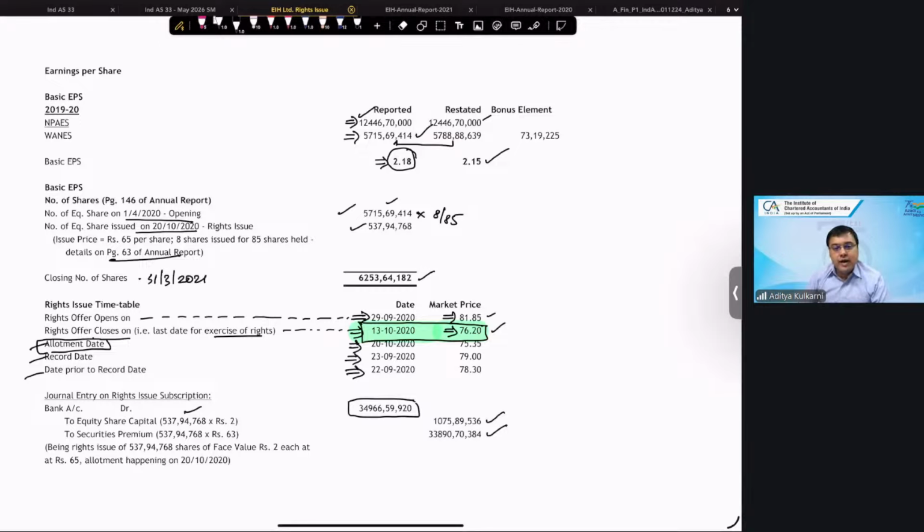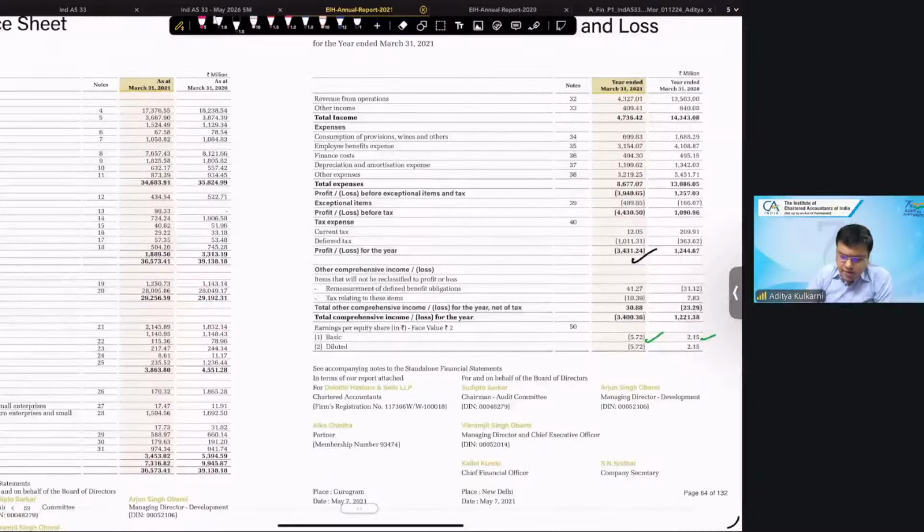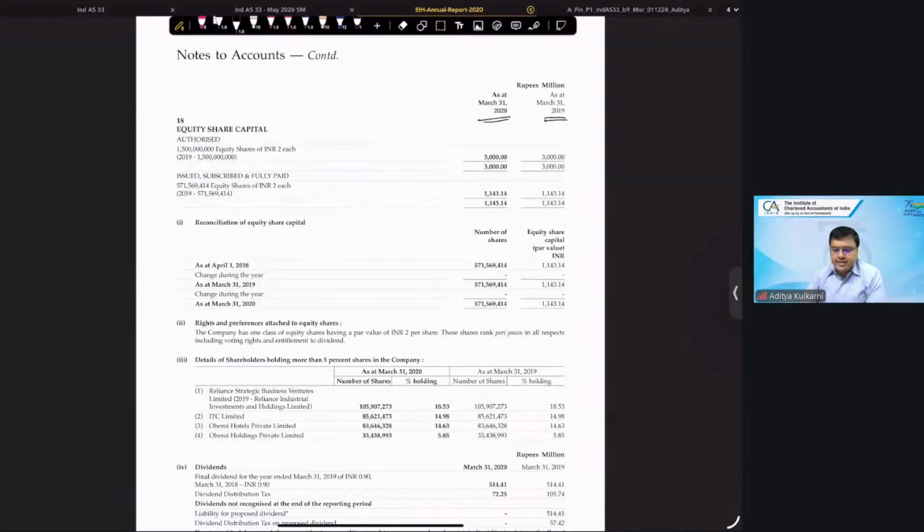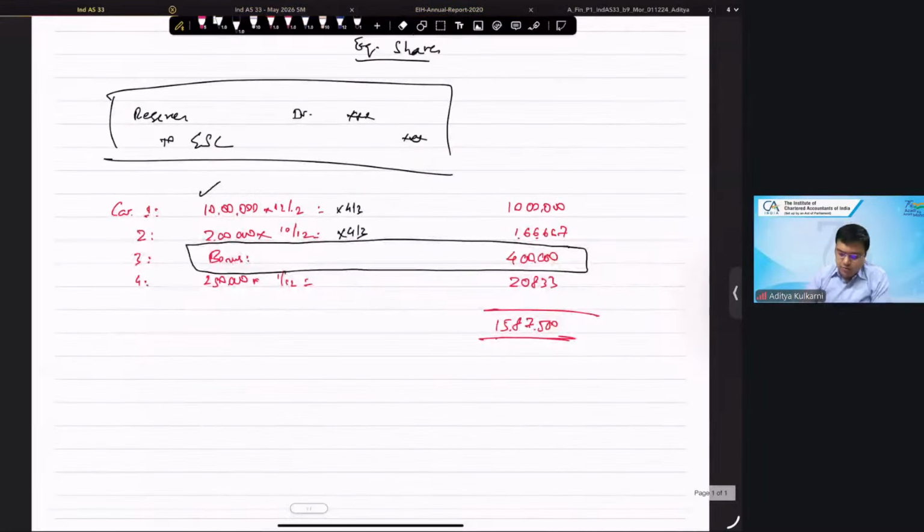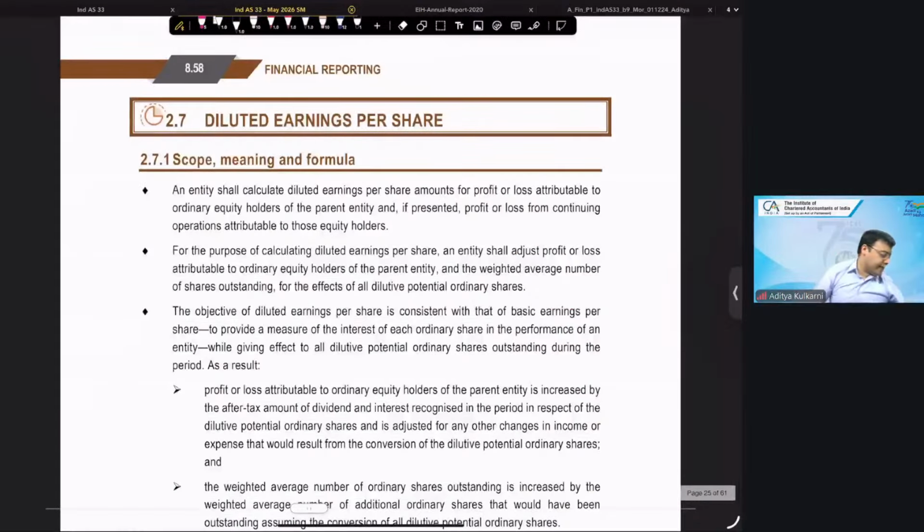Are you able to understand this clearly? Yes, sir. So this is how you actually do this. Okay. So that takes care of your rights issue also. So now moving on to the next part.